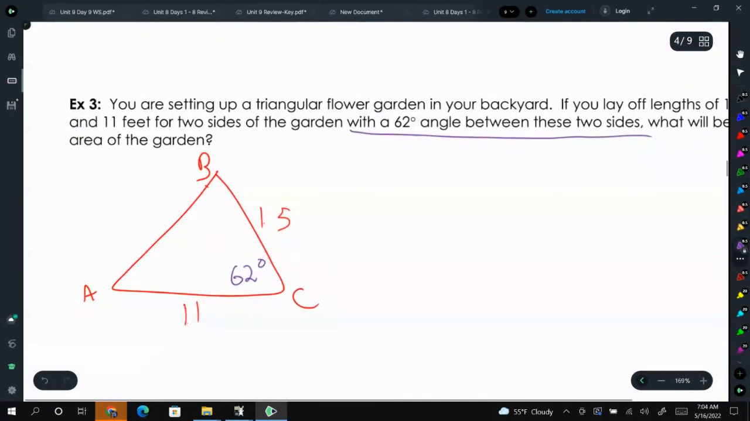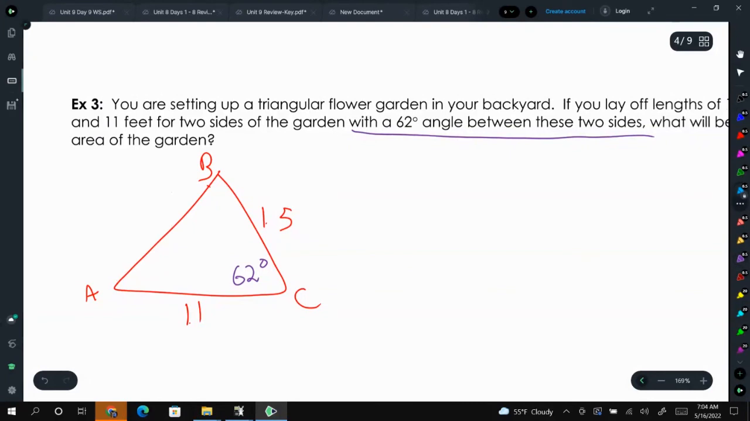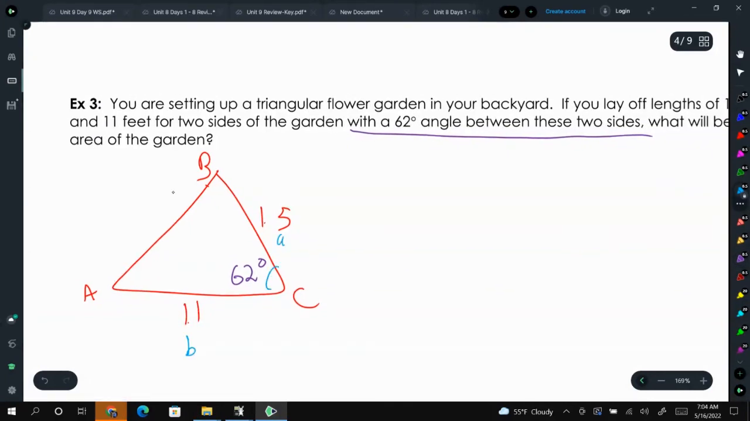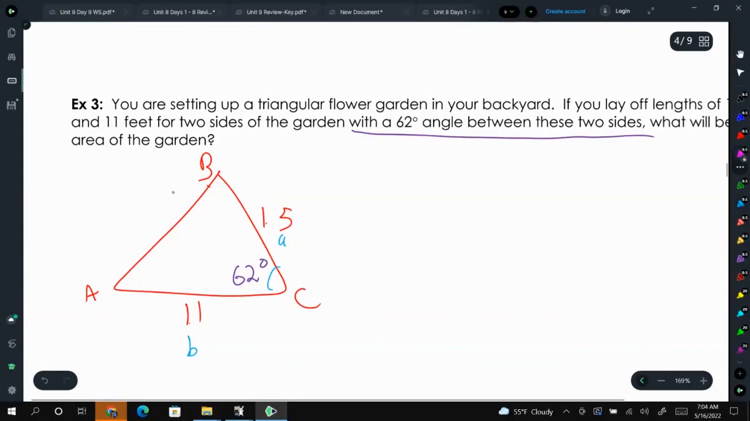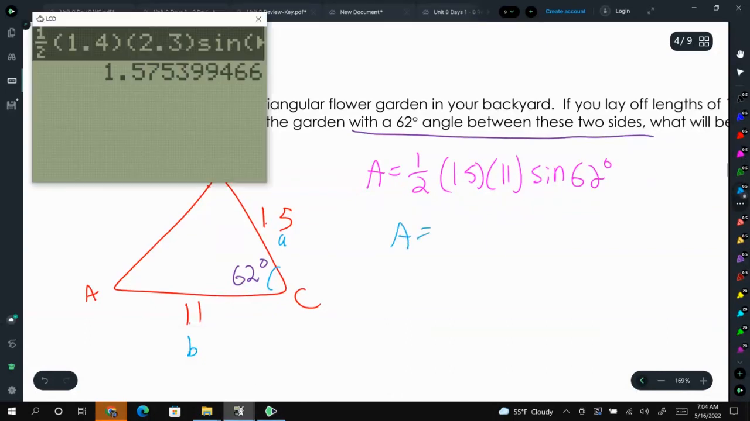So now we can use that formula, because this is side B, this is side A, and I have angle C. Now, no matter how I would have drawn this, I still could have used this formula because the angle that is formed by my two sides is the one that I know. So area equals 1/2 times 15 times 11 times the sine of 62 degrees. And we just throw that into the calculator.